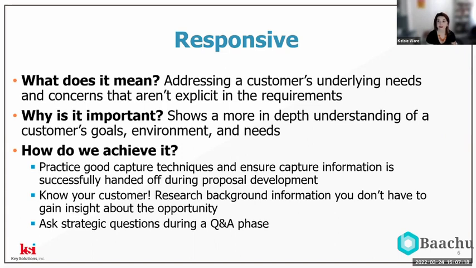Another really good way to gather information for responsiveness is to ask strategic questions during a Q&A phase of your proposal. If there's something that you're not sure about, or if there is an aspect of your technical approach that you think you could tailor better, you can always ask a strategic question to try and eke out what the customer really cares about when it comes down to that requirement. And that will allow you to build on that answer and develop more responsive content in your proposal.